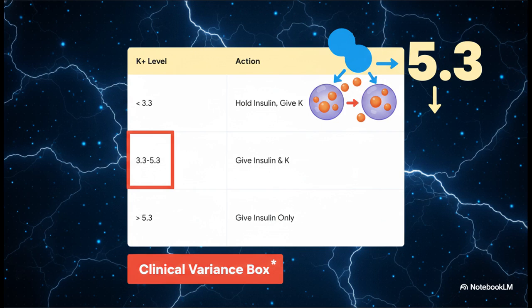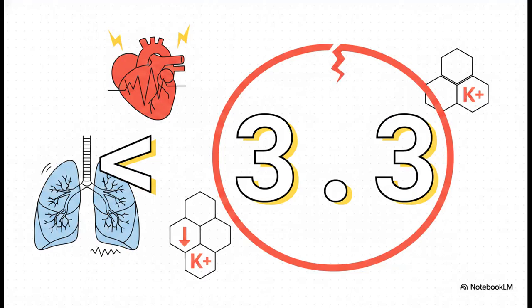But wait, what if it's low? If your patient's potassium is under 3.3 milliequivalents per liter, this is a hard stop. Seriously, do not pass go. Administering an insulin drip below this threshold precipitates catastrophic total body potassium depletion, which can rapidly lead to fatal cardiac arrhythmias or respiratory muscle paralysis.